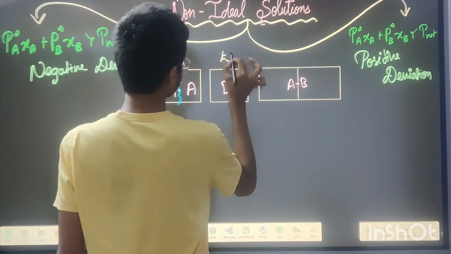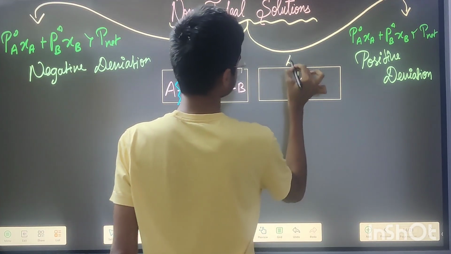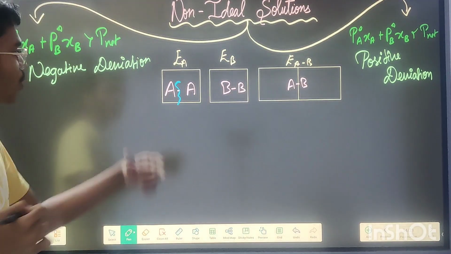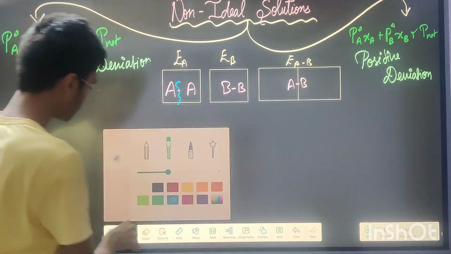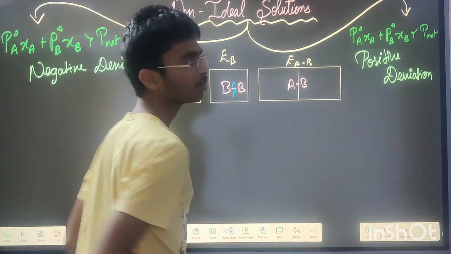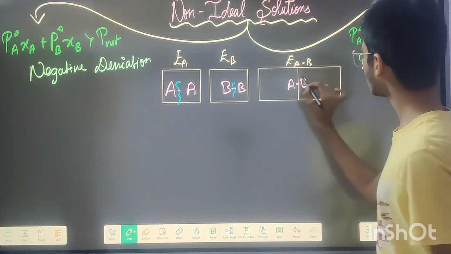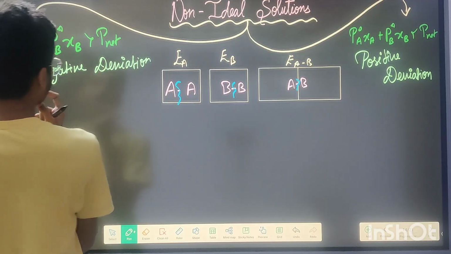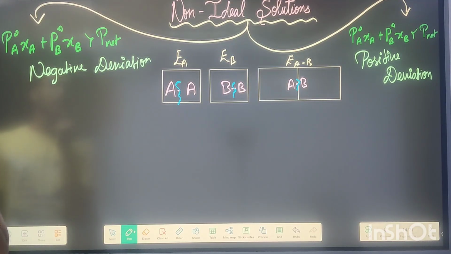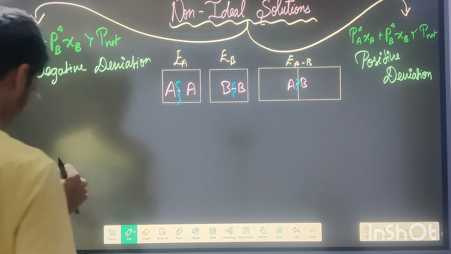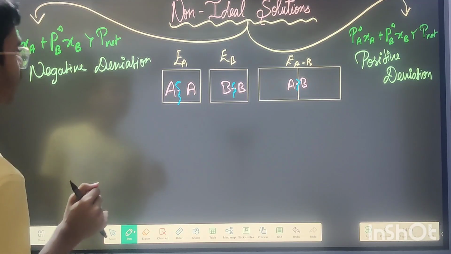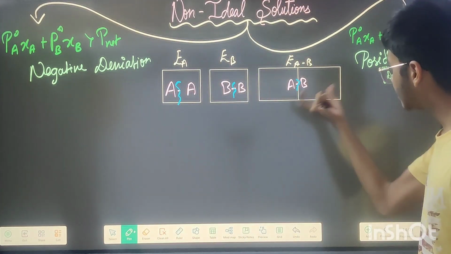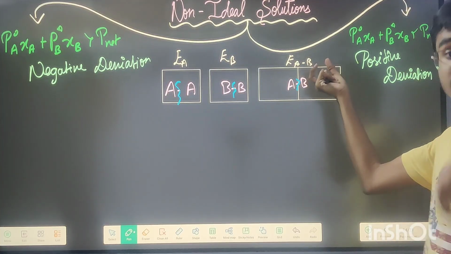Then it is the EB bond. Okay, this is EB. Then it is EAB. So in order to break this, you want EA amount of energy. Then in order to break this, you want EB this much amount of energy. In order to break this also, you want this much amount of energy, right? So now what I am going to say is negative deviation, right?